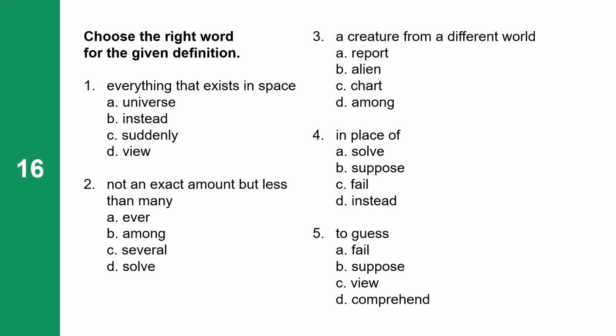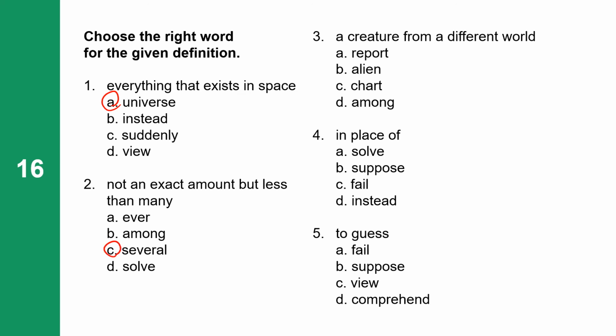Choose the right word for the given definition. Number 1, everything that exists in space. A, universe. B, instead. C, suddenly. D, view. Everything that exists in space is A, universe. Number 2, not an exact amount but less than many. A, ever. B, among. C, several. D, solve. The answer is C, several.